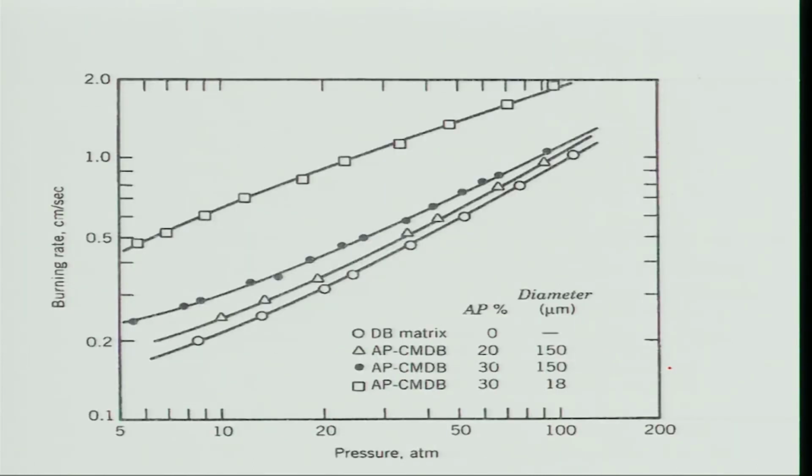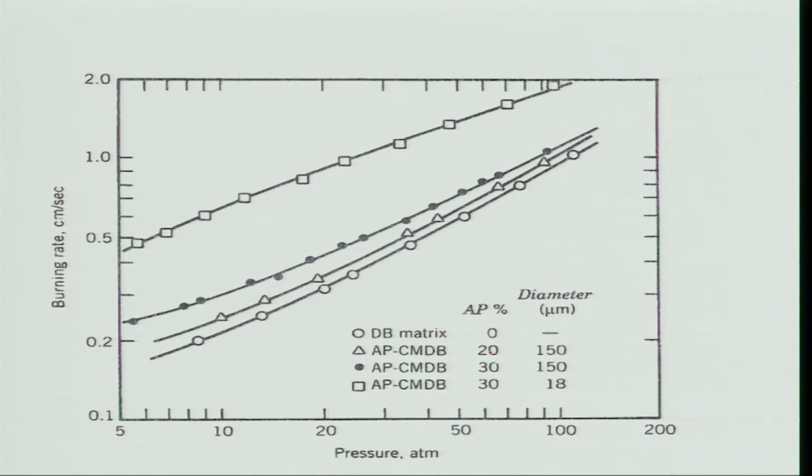So let us look at typical data: burning rate in centimeter per second versus pressure. Keep in mind that pressure is plotted on a logarithmic scale, and burning rate is also plotted on a logarithmic scale. If you look at this double base propellant, generally nitrocellulose and nitroglycerin, it goes on increasing with pressure, but it has a very low value compared to the CMDB, the composite modified double base propellant.